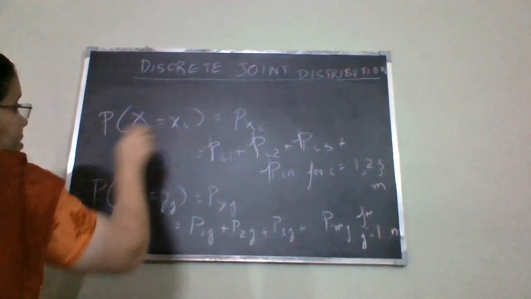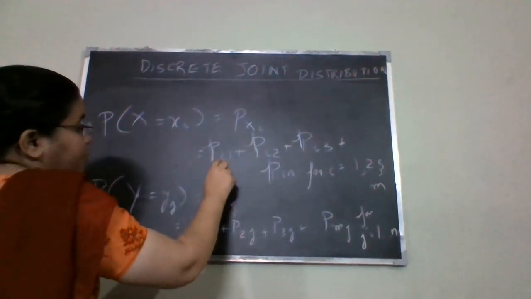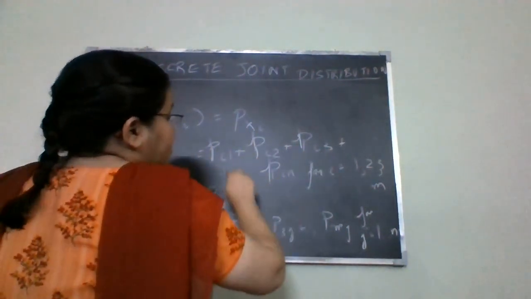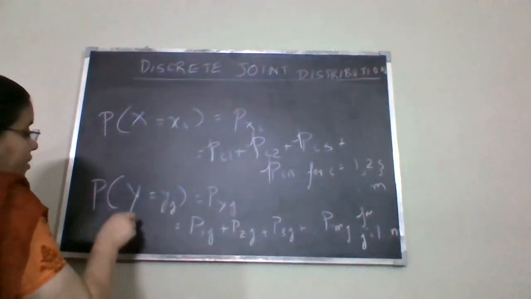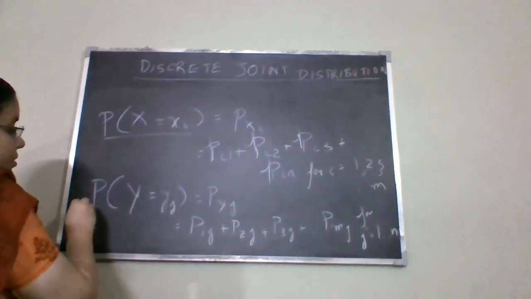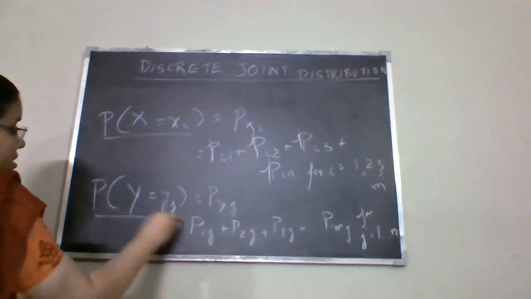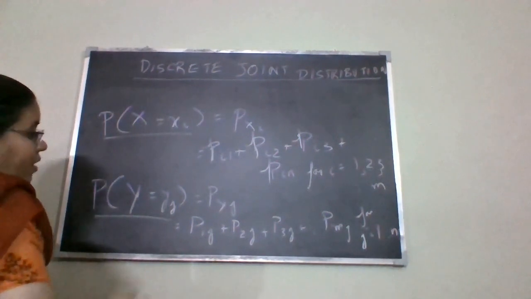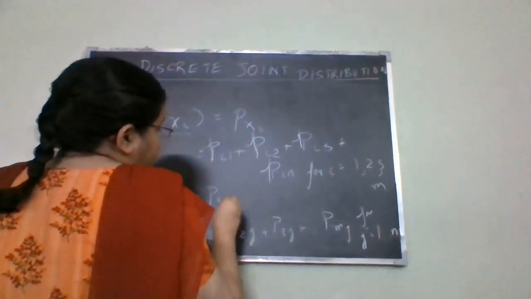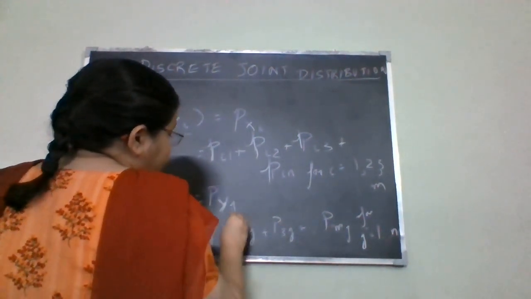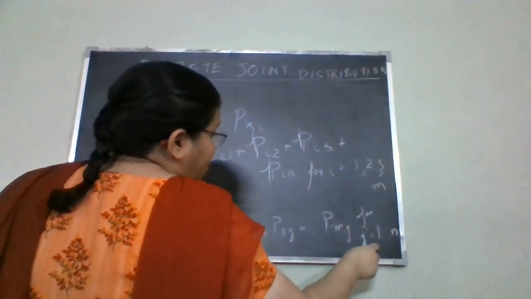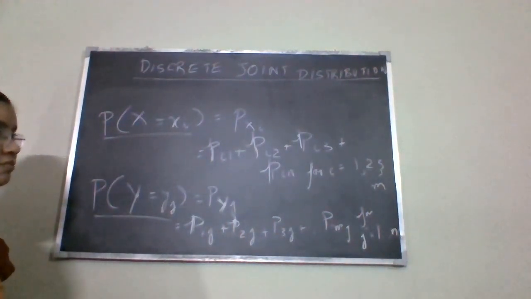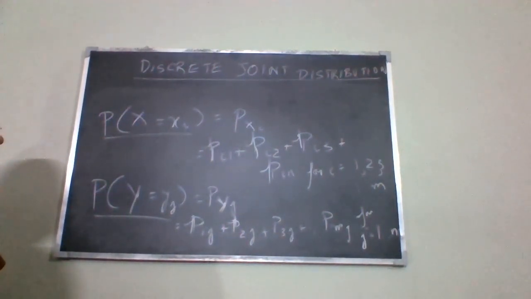So P(X = x_i) = p_xi = p_i1 + p_i2 + p_i3 + ... + p_in for all i from 1 to m. This is one marginal probability, and this is another: P(Y = y_j) = p_yj = p_1j + p_2j + p_3j + ... + p_mj for all j from 1 to n. These are the two expressions you get.